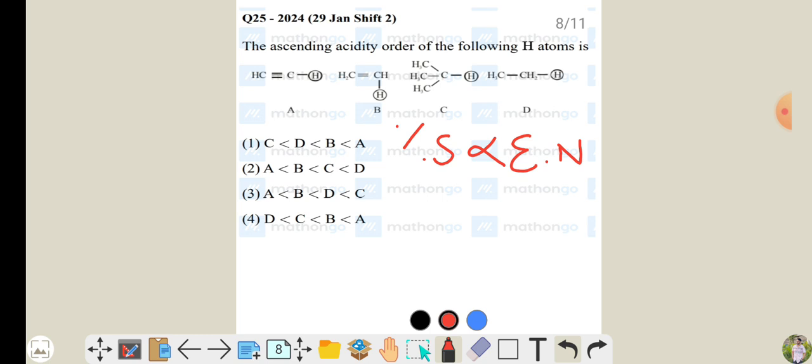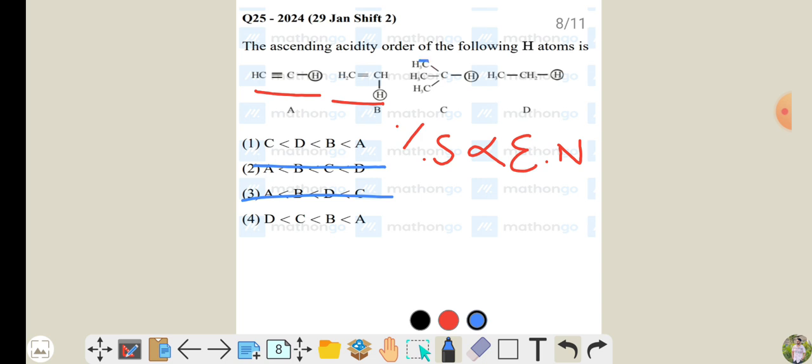So if you see, option A is an alkyne and option B is an alkene. What do you think, which will be more acidic? Obviously A will be more acidic than B. If you know this much, two options get eliminated here, the second option and the third option. Now you will see only the first option and the fourth option. Now see, in the first option A and B are there, and after that they are asking about C and D.